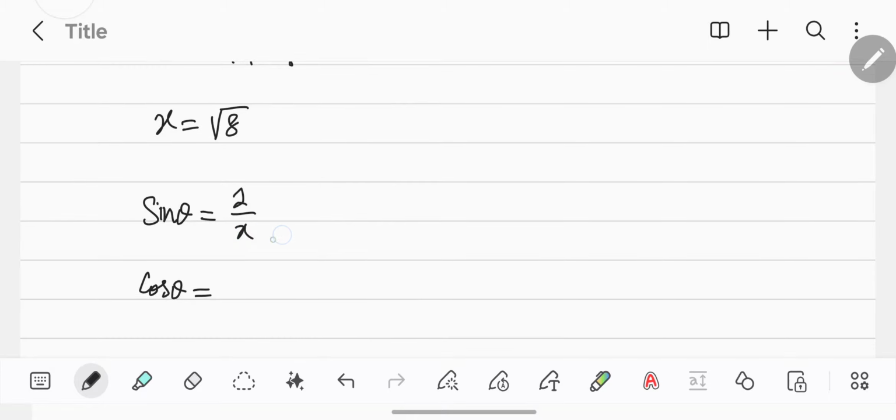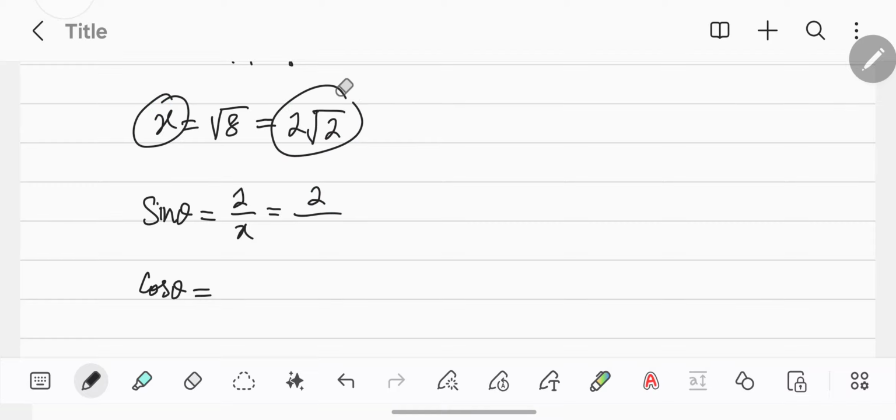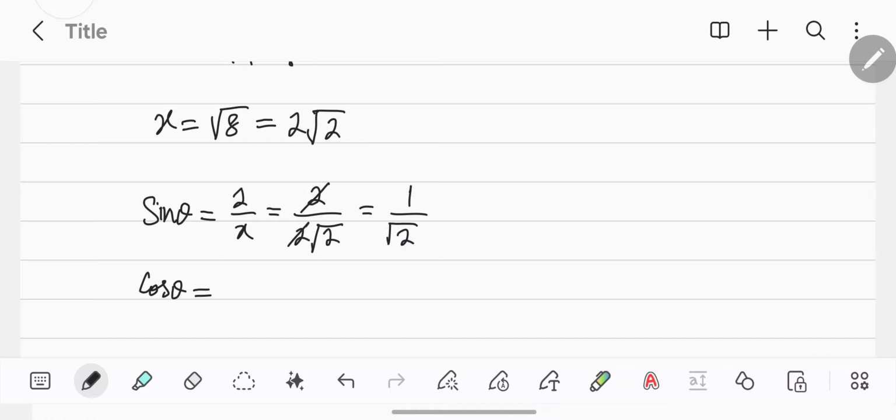But from here, x is square root of 8. If I simplify square root of 8, it is just 2 times square root of 2. So I will put 2 in place of x, I will write 2 times square root of 2. But this 2 will get cancelled with this one. So I have 1 by square root 2. Okay, so sine theta is equal to 1 by square root 2.